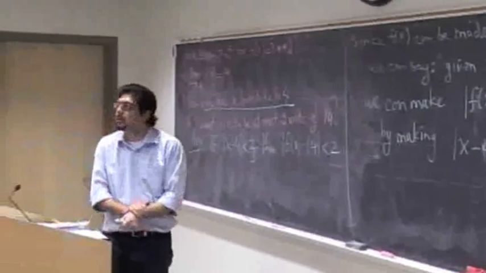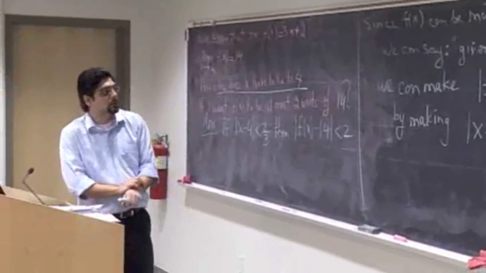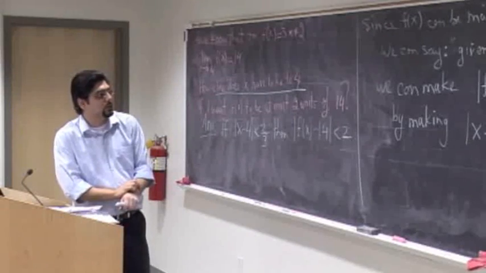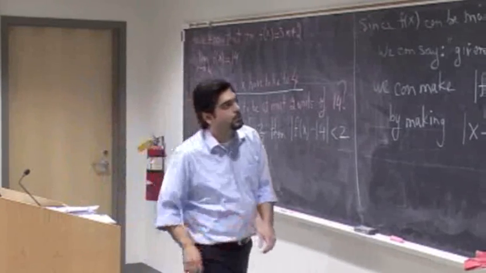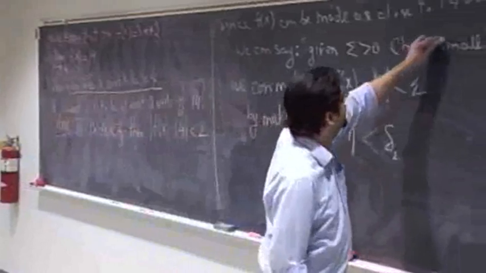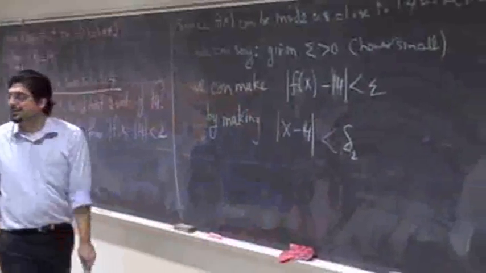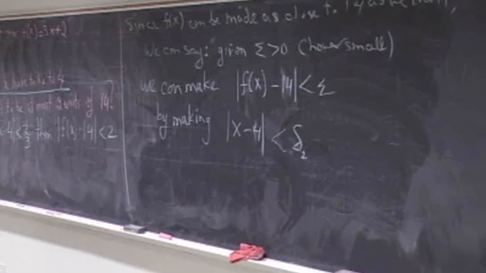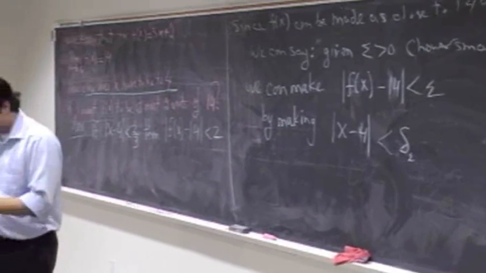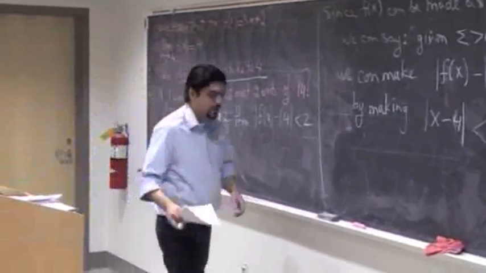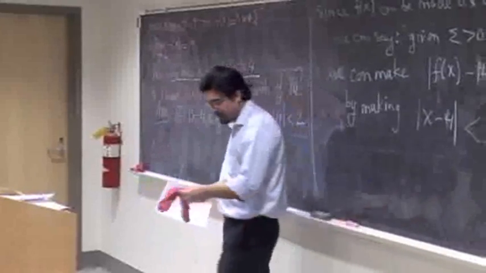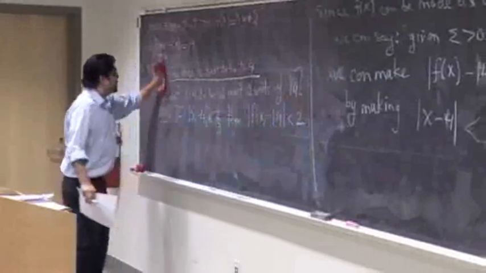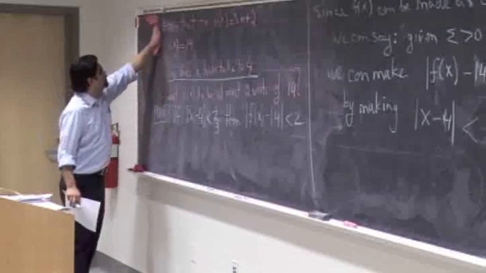Excuse me? Yes. When you say we can say the given epsilon is greater than or equal to 0, what is that? However small. Thank you. However small, right? Okay. This epsilon delta stuff is very interesting. But always think of it in terms of measuring closeness.